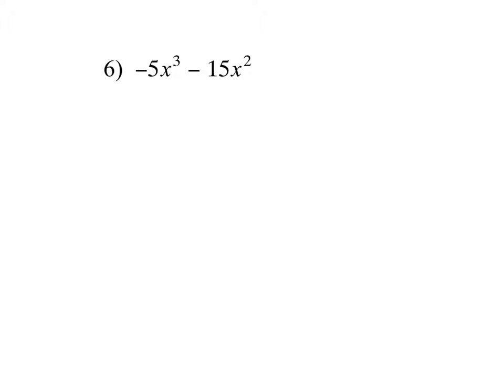This one. My first step, again, with every single binomial, every single polynomial, is to check if I have a common factor. In this case, I have a common factor of 5 and x squared. So my common factor is going to be negative 5x squared. When I take out a common factor, I divide everything by that common factor, and that's what I'm going to have inside the parentheses. So that means I have x plus 3, and that's factored out.